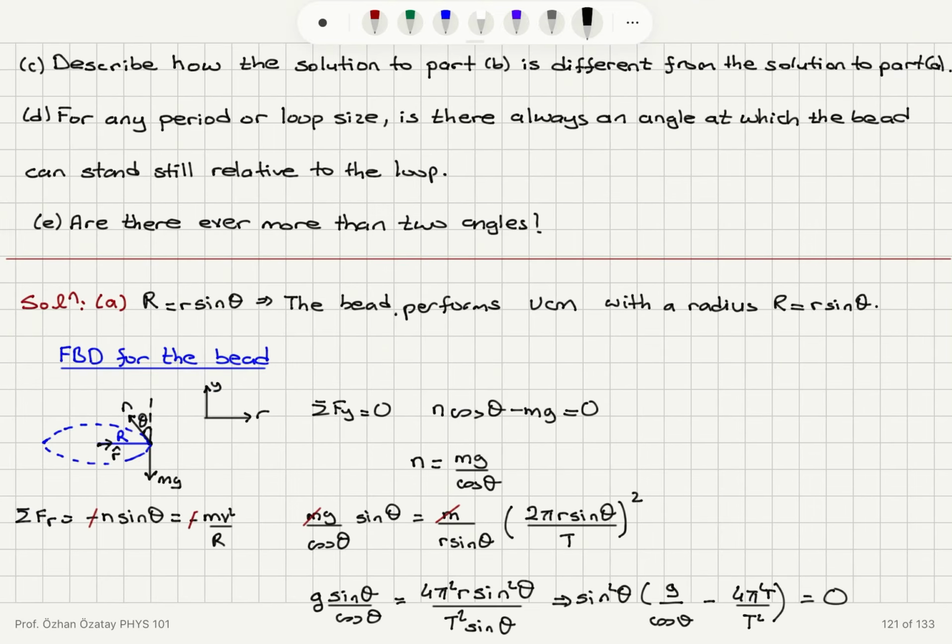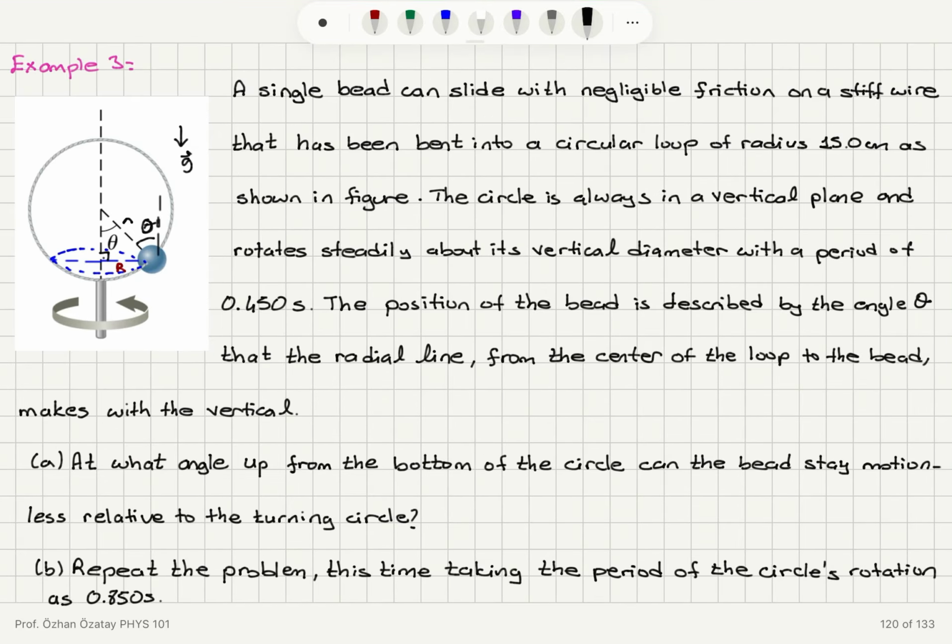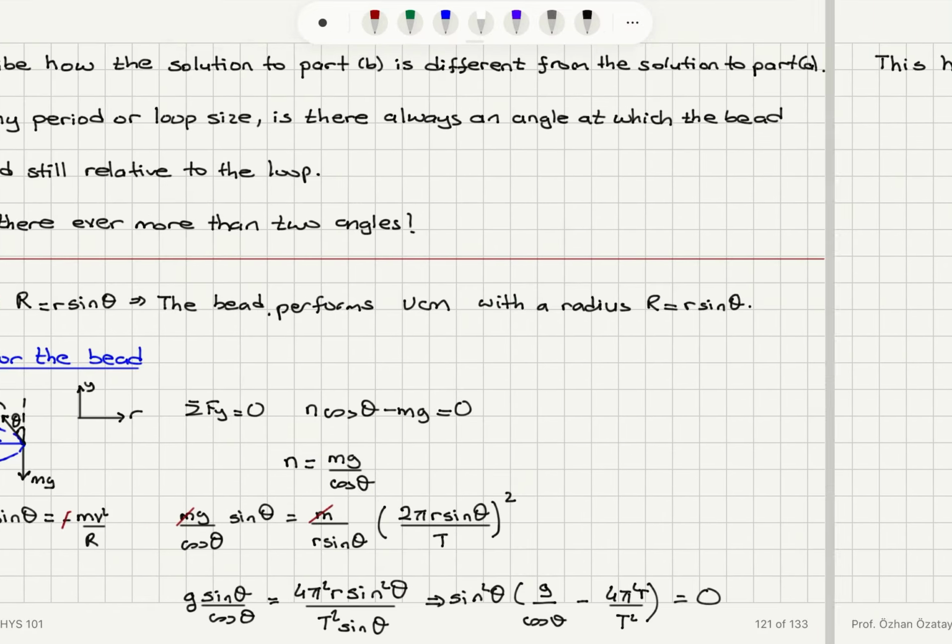For sine squared theta equals 0, this has two solutions for sine theta equals 0. That would give us theta is equal to 0 or 180 degrees. So that means the bead can stay at the bottom of this loop right here, or it can stay at the top.